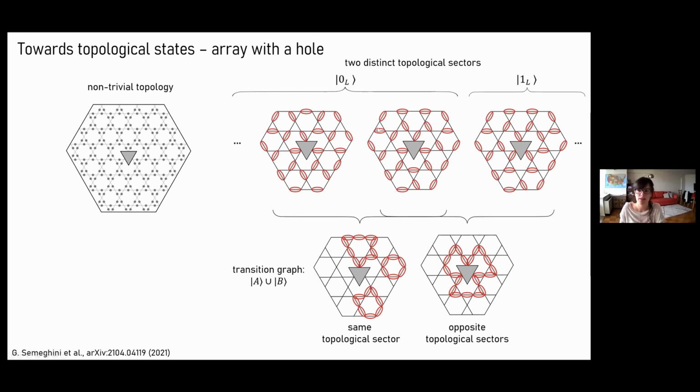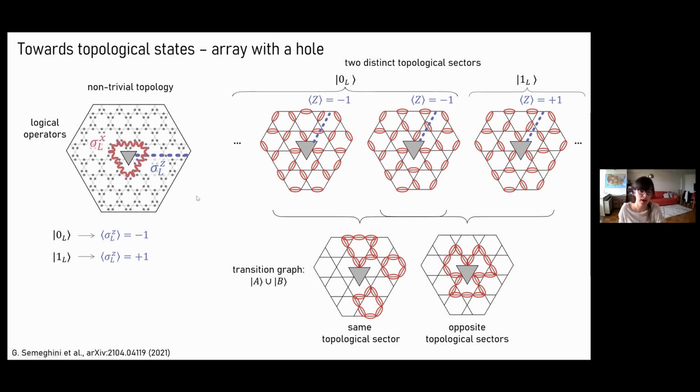So we can define the logical states as the quantum spin liquids that are superpositions of all the dimer coverings in one topological sector or in the other. And then we can define the logical operators. Sigma z is any z string that connects the hole with the boundary. And this has a well-defined expectation value for all the states in one sector and the opposite expectation value for the opposite sector. And so it has eigenstates, two logical states with eigenvalues ±1.